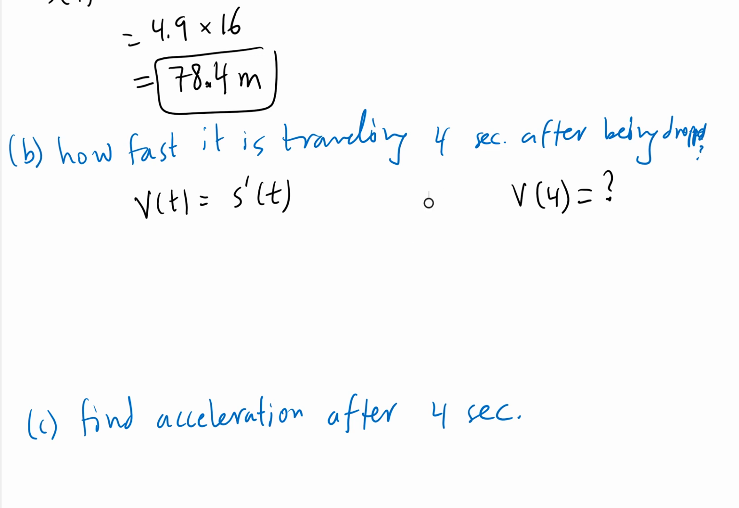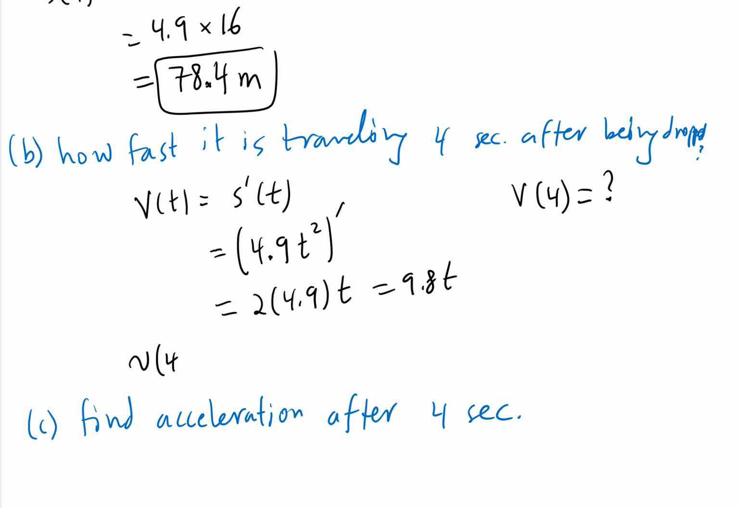So let's look at this one, s prime of t. What's the derivative of s of t, which was 4.9 t squared? Bring the 2 down, multiply by this, and t subtract 1. So you get 9.8t. Then we need v of 4: 9.8 times 4, which is 39.2 meters per second.